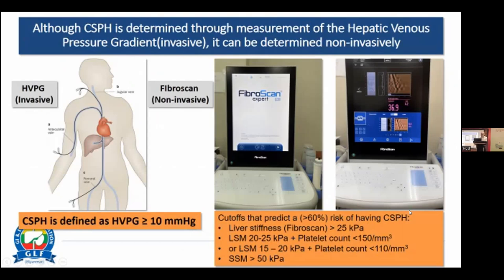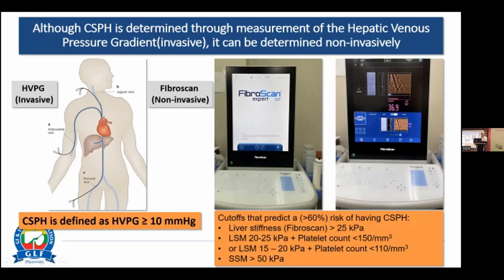Liver stiffness measurement of more than 25 kilopascal indicates clinically significant portal hypertension, with a positive predictive value of more than 90%. Liver stiffness of 20 to 25 kilopascal with a low platelet count also indicates it. Liver stiffness of 15 to 20 kilopascal with a low platelet count can also define clinically significant portal hypertension.